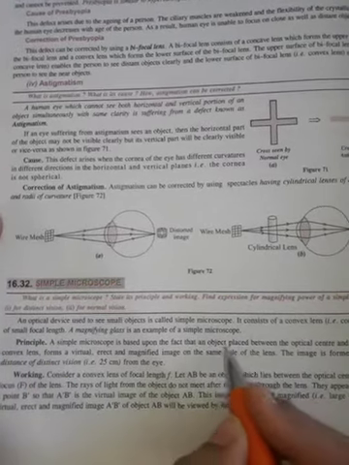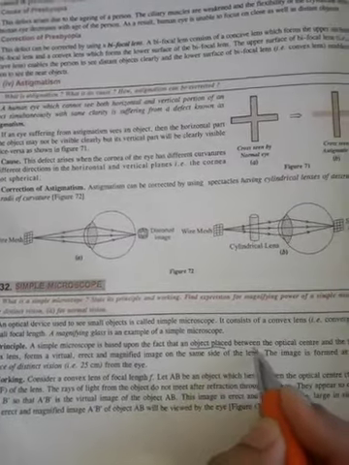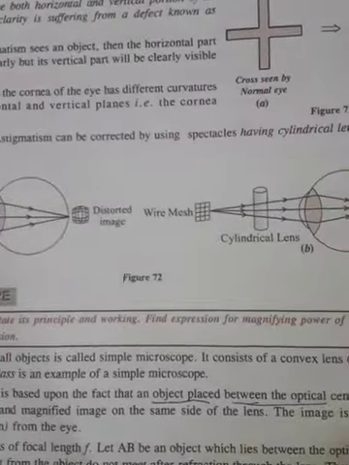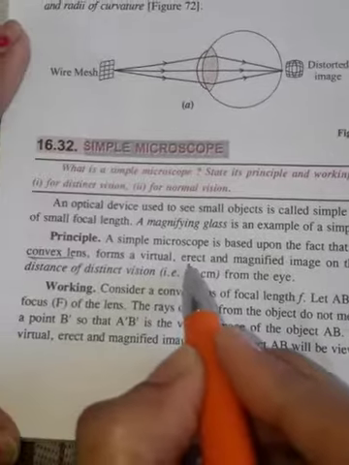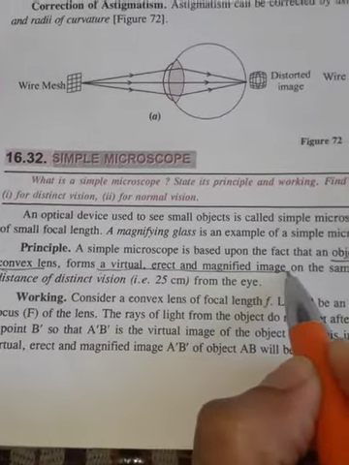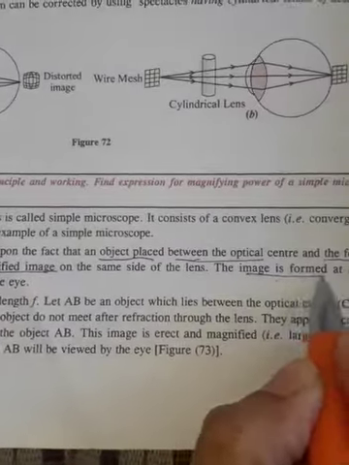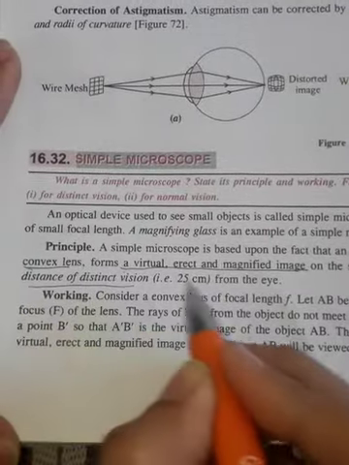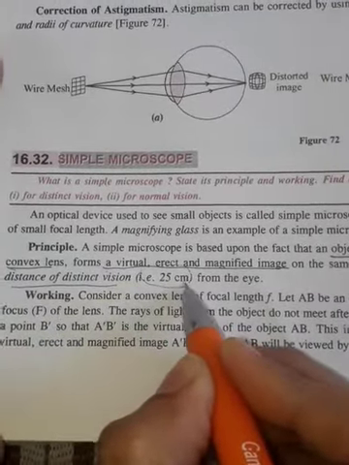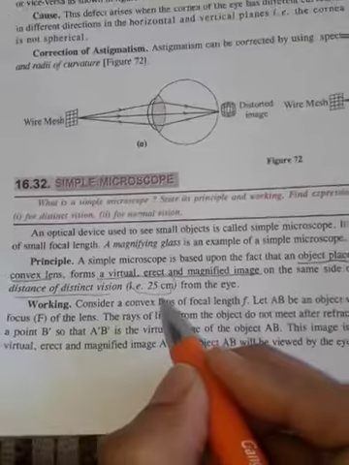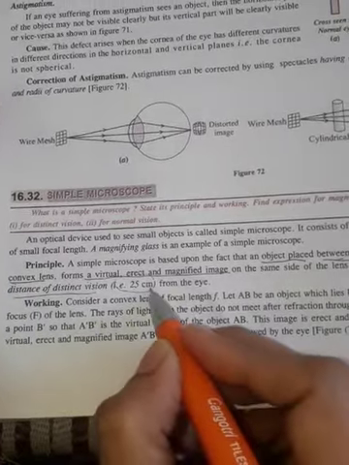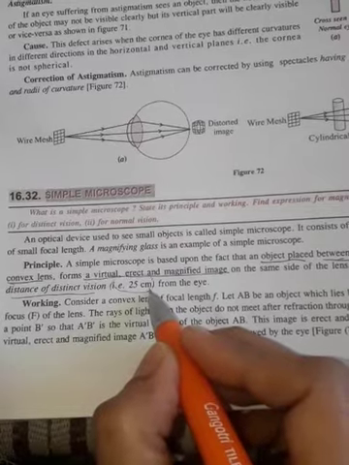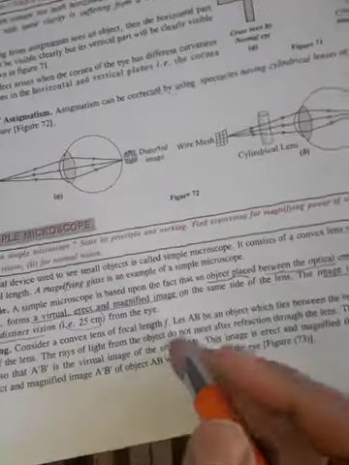What is the principle? When an object is kept between the optical center and the focus of the convex lens, it forms a virtual erect and magnified image. And the image is formed at the least distance of distinct vision. You know what is the least distance of distinct vision? For a normal eye, for a healthy eye, a minimum distance that can be seen by an eye is 25 centimeter. Okay.